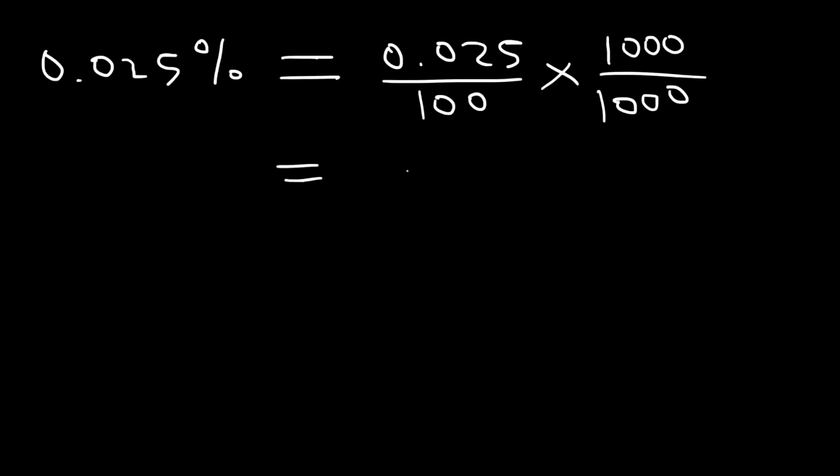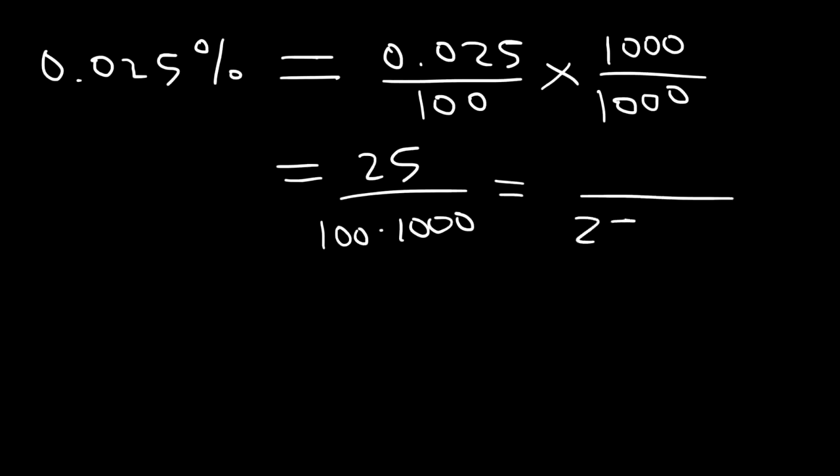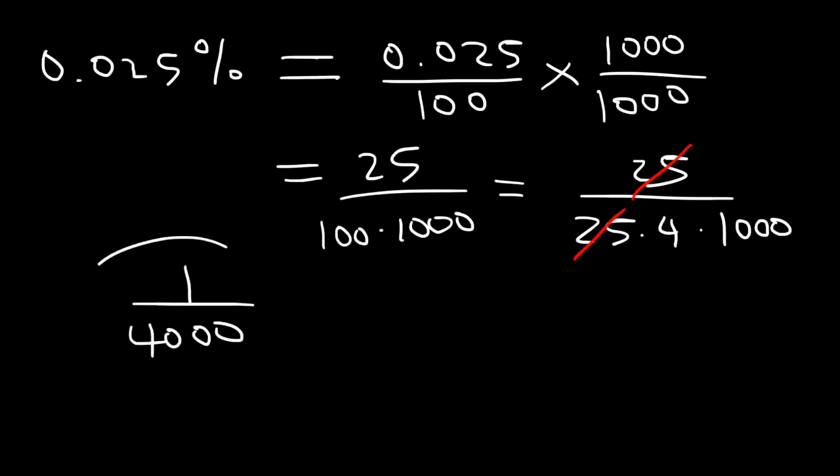0.025 times 1,000 is simply, you just got to move the decimal 3 units to the right. So that's going to be 25. And on the bottom, just going to rewrite 100 times 1,000. Now 100, we can write that as 25 times 4. We're not going to do anything with 1,000 for now, but notice that we can cancel the 25. Now 1,000 times 4 is 4,000. So the final answer is 1 divided by 4,000. So that equates to that number that we had in the beginning.